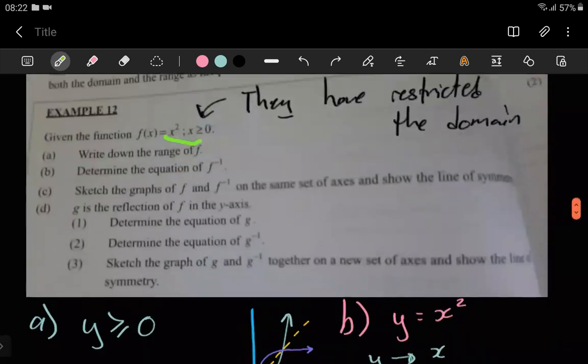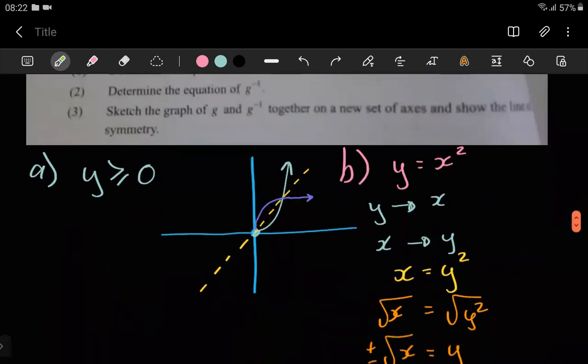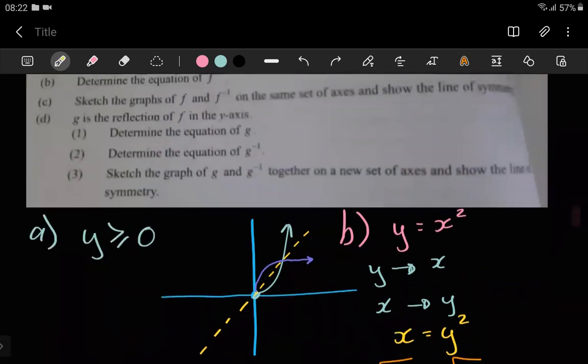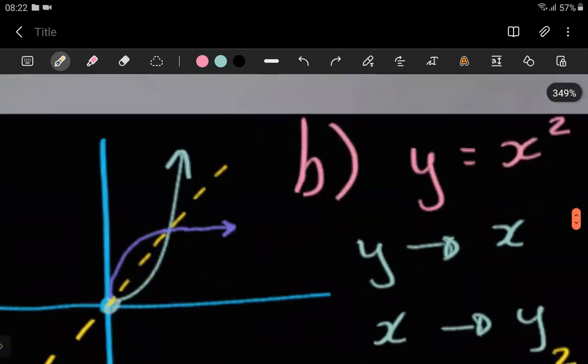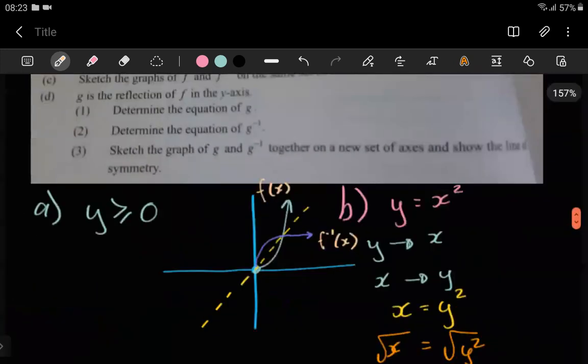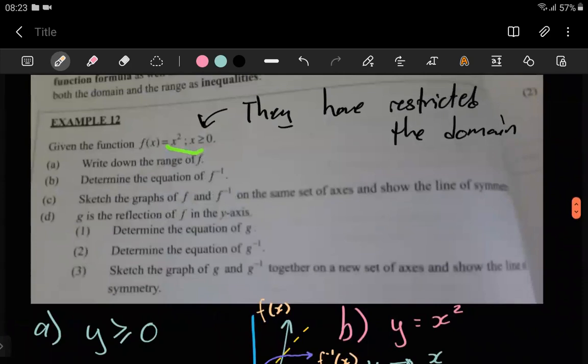So for C, they want us to sketch the graphs of f and the inverse on the same set of axes, and show the line of symmetry. We've already done that, and you might as well do it for yourself long before they ask for it. You can even do it somewhere in your answer sheet, because it will always help to have it beforehand to answer your questions better. So we can just label it now. This is the inverse. This is the original one. Even if they don't eventually ask you to sketch it, it doesn't matter. Sketching it has its own merits because it makes our life much easier.